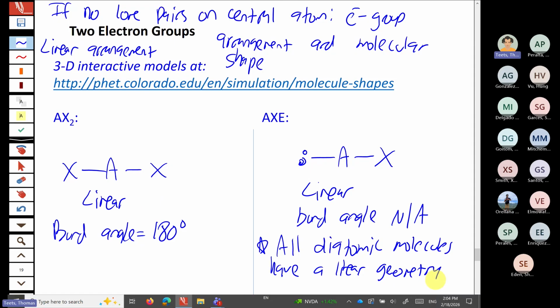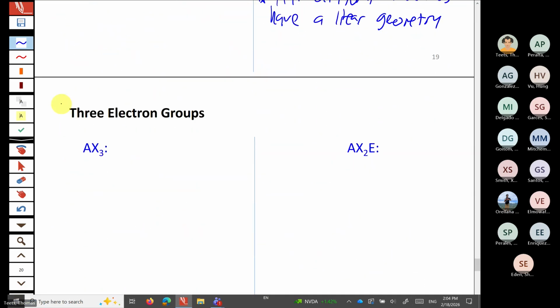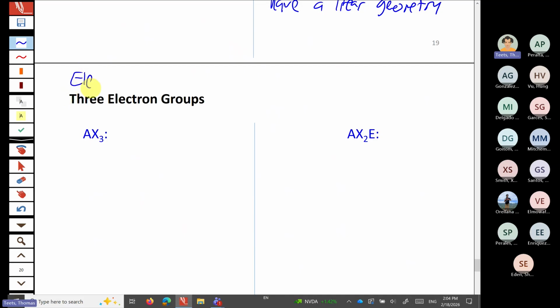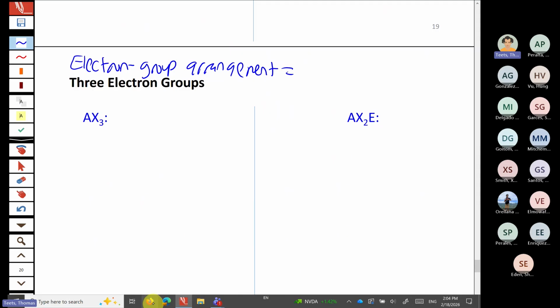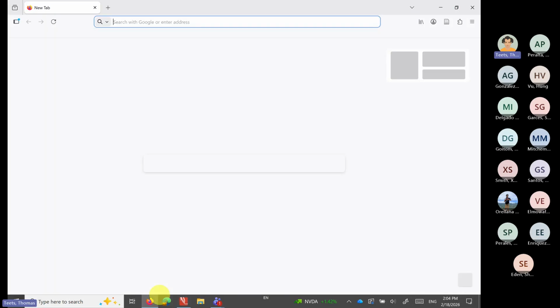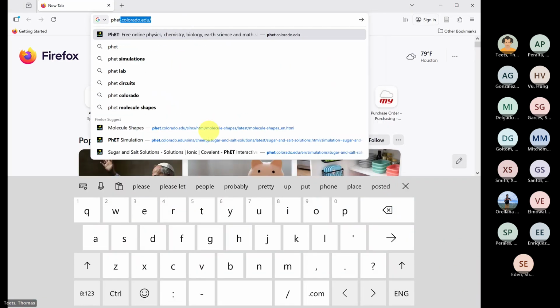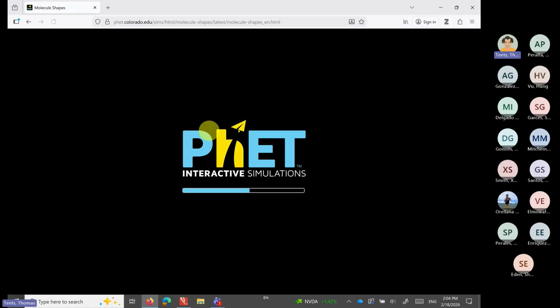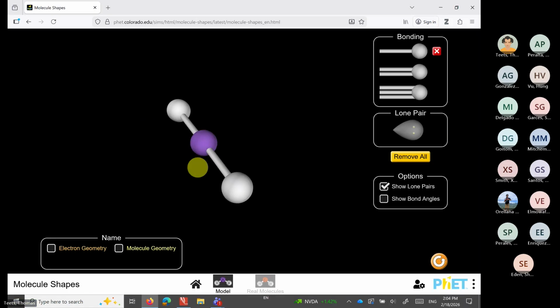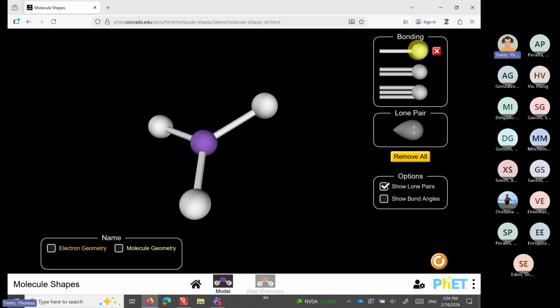When we go to 3 electron groups, the electron group arrangement in this case, anytime you have 3 electron groups, well, let's see what that comes out to with our simulator. So we're going to do AX3 and AX2E here. All right, so now we're going to add an electron group. To do that, you just touch it again. And we want to put those 3 electron groups as far away from each other as possible.